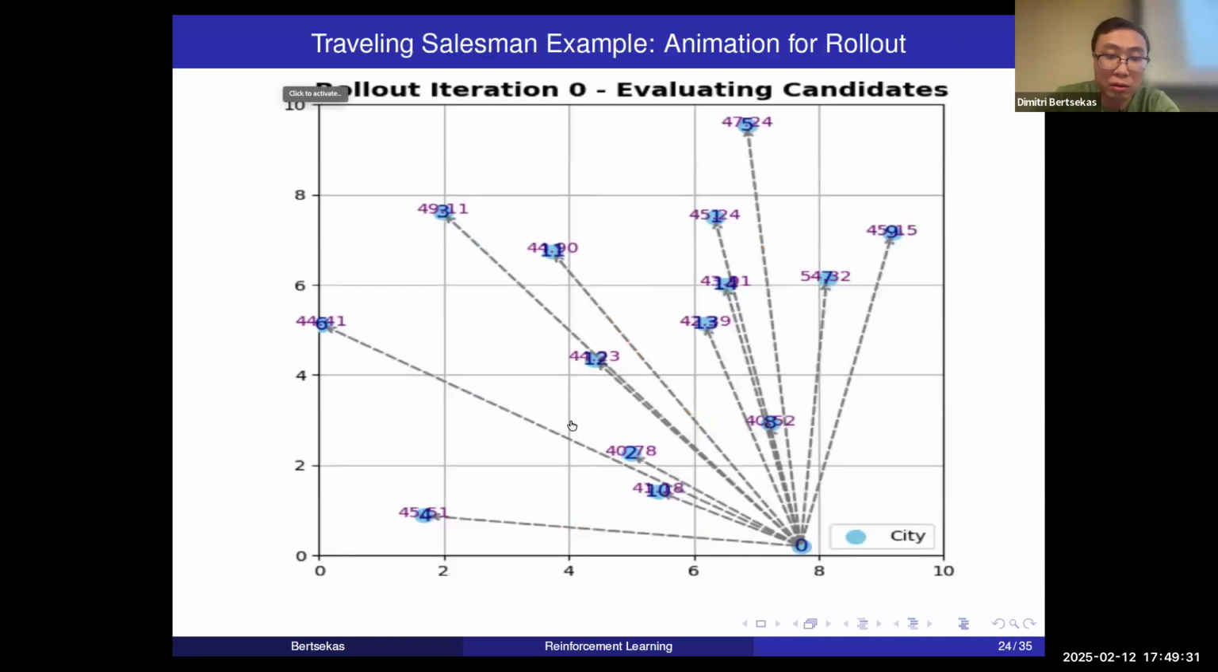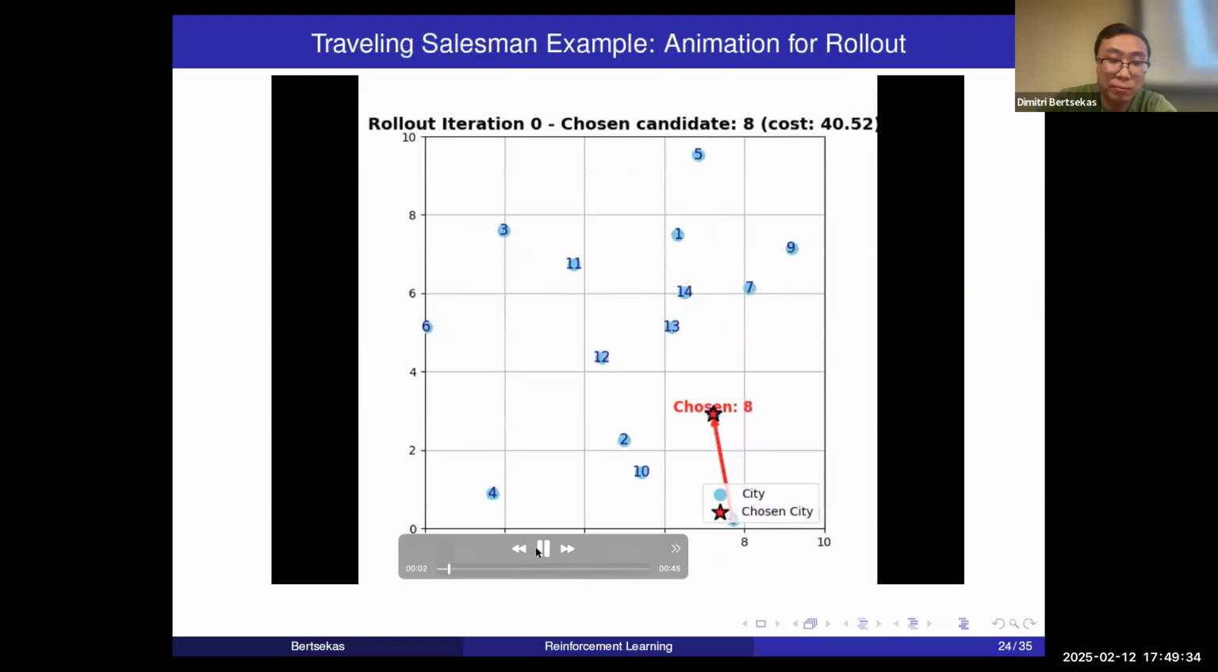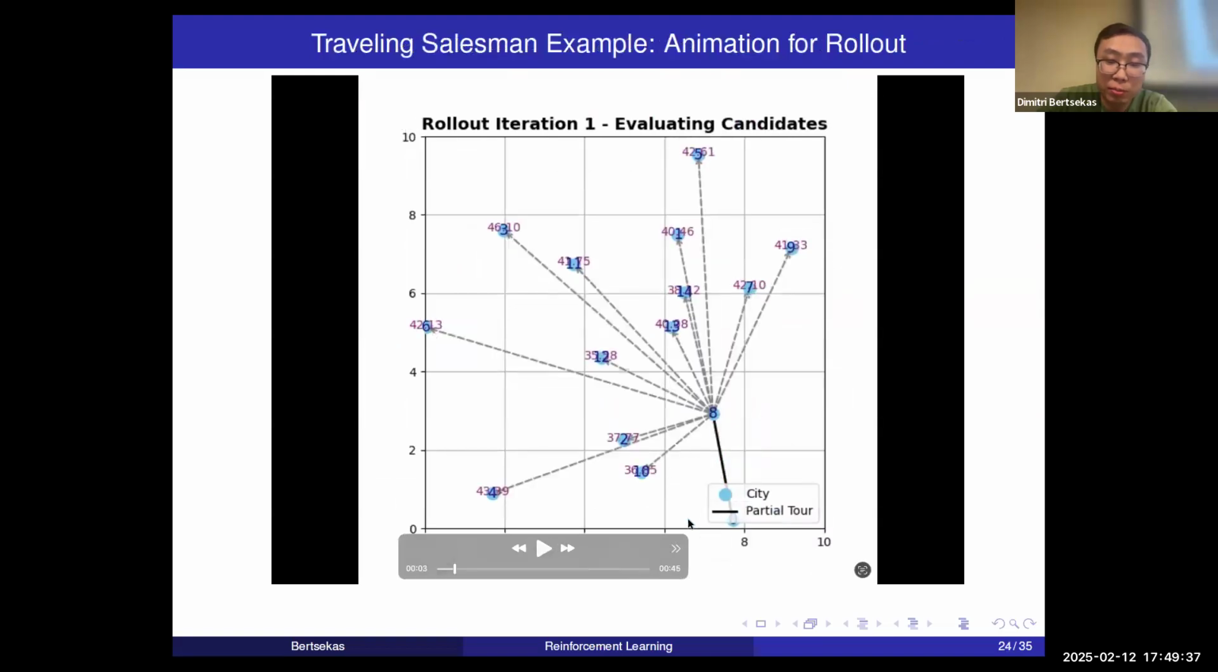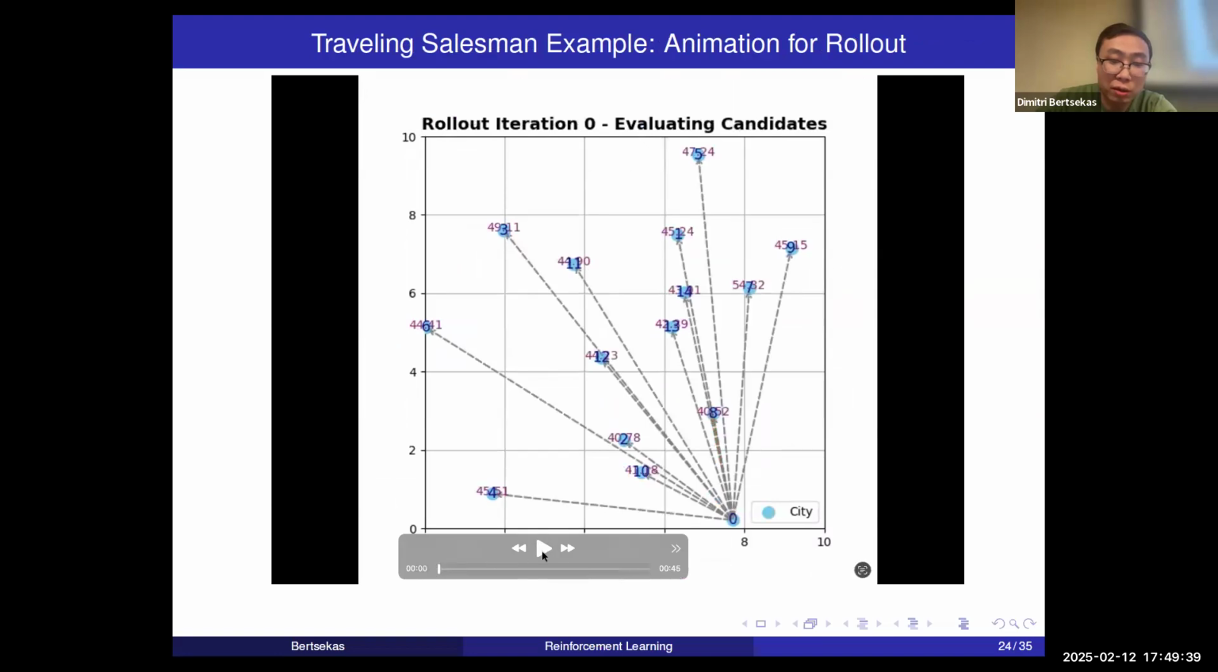Now let's look at rollout. So for the same problem, starting from the initial city, the number listed here is no longer the immediate distance from this city to that city, but rather the corresponding Q factor, by which I mean the number that adds the distance from city 0 to this city plus the complete tour starting from this city, going through all the remaining ones by following the nearest neighbor heuristic and going back to 0.